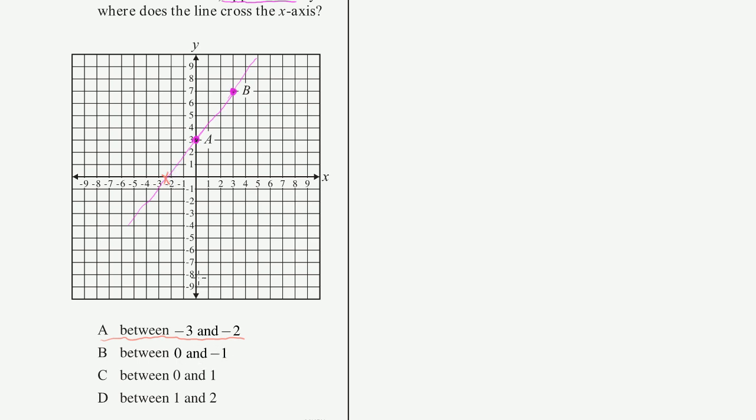Between 0 and minus 1. Well, that means here. And clearly, the line didn't cross anywhere near there, so that's definitely not our answer. Between 0 and 1, the line was nowhere near there. Between 1 and 2, clearly not the answer. So we can be very confident that our choice is A. Out of all of the choices, that's the one that even gets close to where even my rough drawing crossed the x-axis. And actually, even my rough drawing did go right between minus 3 and minus 2.